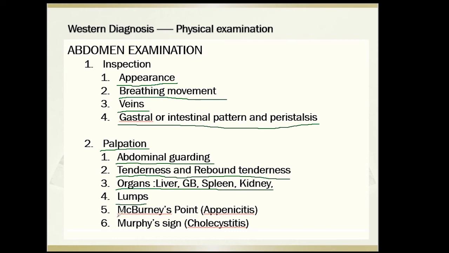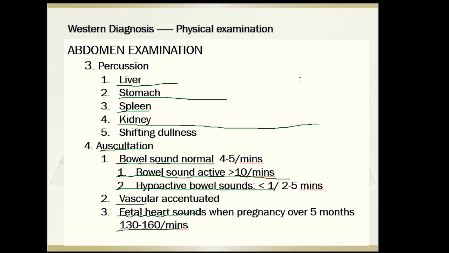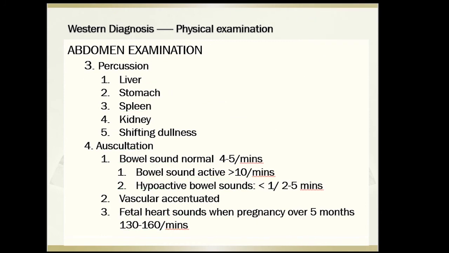And we have two special tests in the abdominal area. One is McBurney's point, one is Murphy's sign. We'll talk about some detail later. And abdominal percussion, basically, we try to find the organs' location in there. So the organs mainly include the liver, the stomach, the spleen and the kidney. And we also look for some signs.